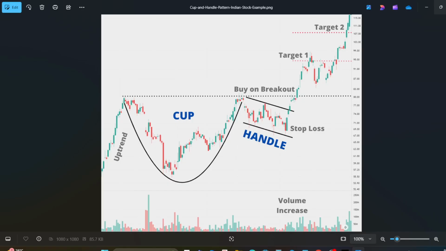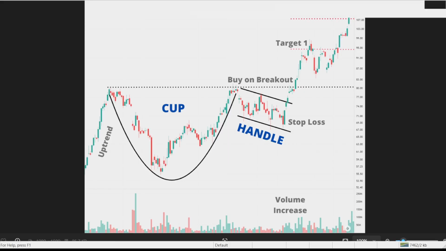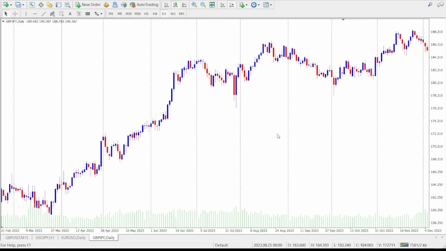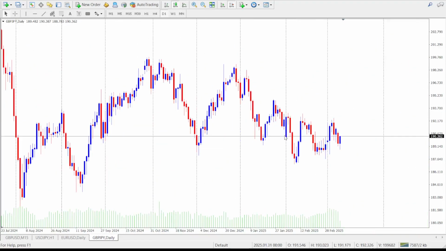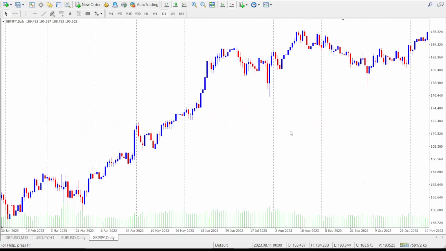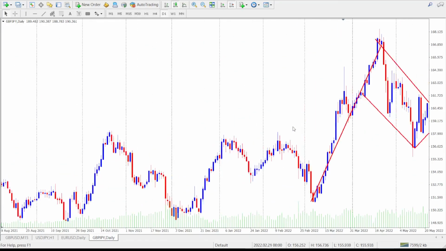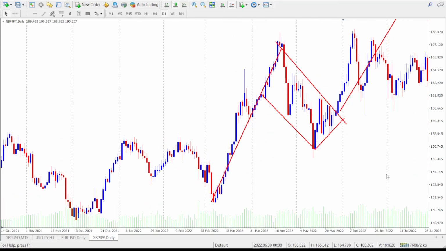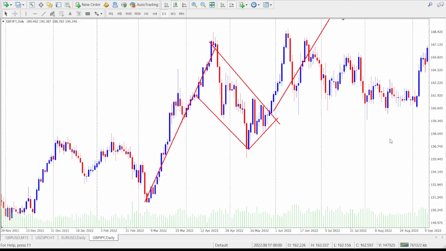Okay, so now that you know the best chart patterns for swing trading, here's how to trade them effectively. Okay, so you have to wait for confirmation. All right, never trade a pattern before it fully forms. You have to wait for the breakout or the breakdown and use volume as confirmation. Okay, whenever you find a pattern, ensure that you wait for a confirmation first before entering your trade.